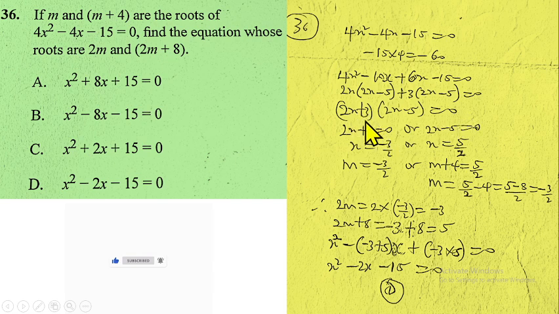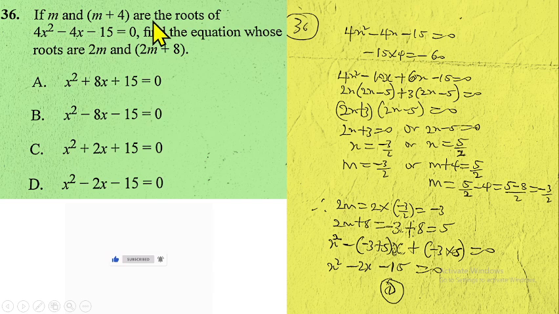So from there, you can find the value of x. 2x plus 3 equals 0, or 2x minus 5 equals 0. So 3 comes here, becomes minus 3, divide both sides by 2. You have x equal to minus 3 over 2, or minus 5 comes here, becomes plus 5, and dividing both sides by 2, we have x equal to plus 5 over 2. So our m here will be equal to minus 3 over 2, because we are told that m and m plus 4 are the roots of this quadratic equation.